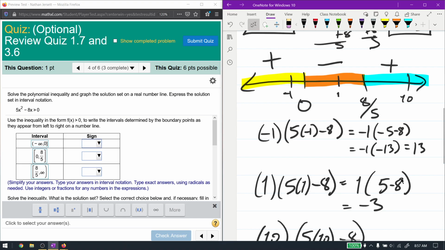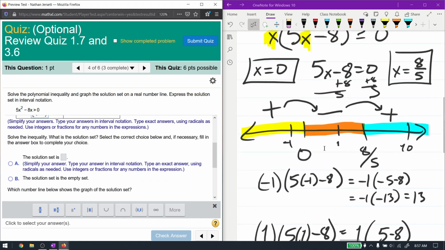Also, whenever you have a polynomial inequality like this one, not a rational, rationals can change, so it's best to check all of those. But it'll always go positive, then negative, then positive, then negative, then positive, however many intervals you have. You really only need to check one of them, and then it'll always flip. So this is positive, this one's negative, and that one's positive.